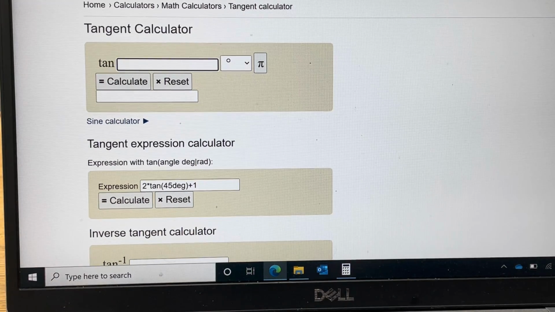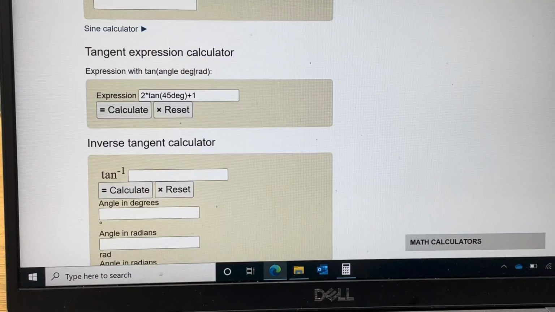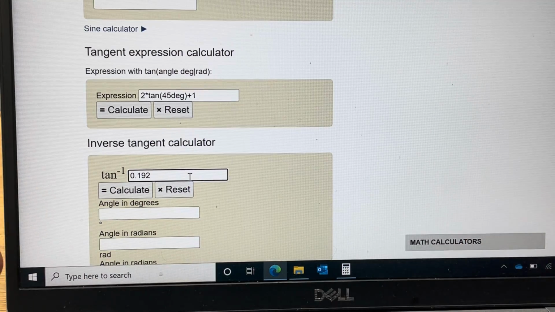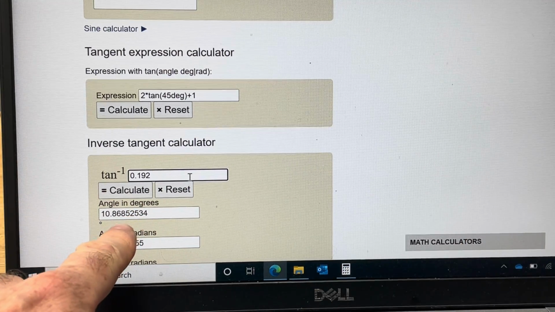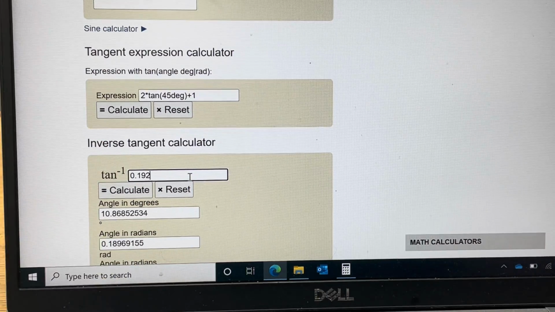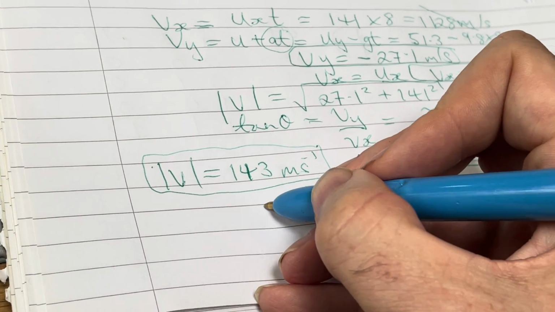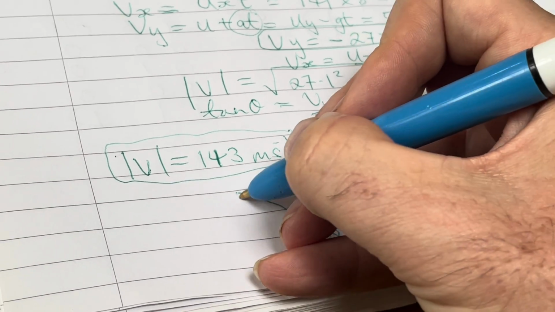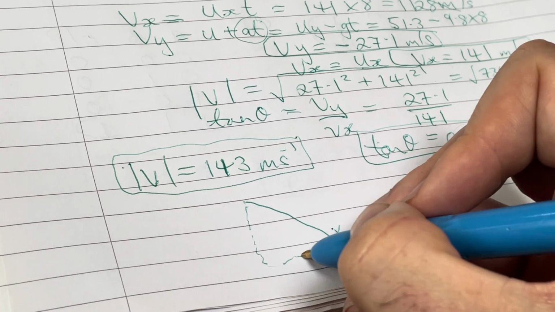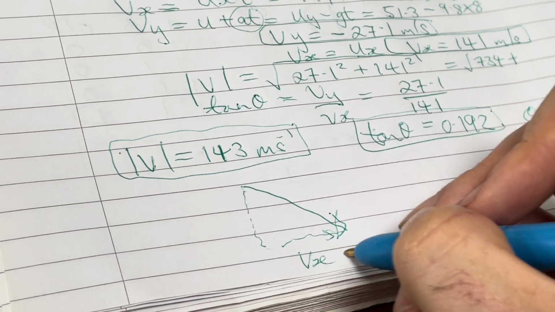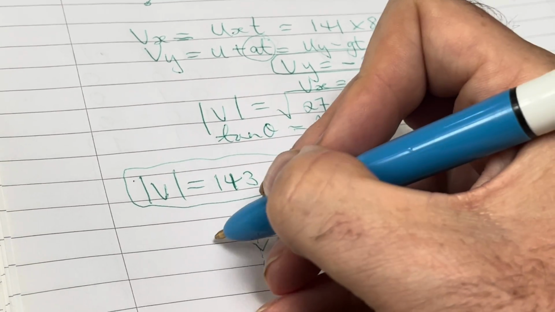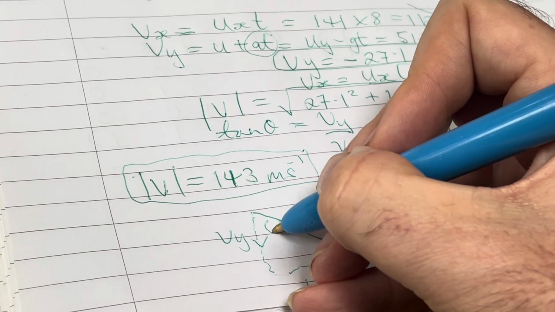Inverse tangent calculator. Okay, so tan inverse of 0.192. Angle in degrees is 10.87. Okay, so Vy is negative, so it'll look like this. So your Vx is the same as it always is. Vx is equal to Ux, and in the same direction. Your Vy is now negative down this way, and this is your theta.